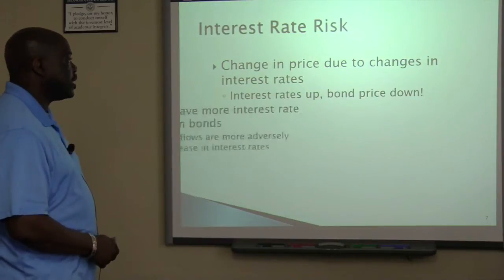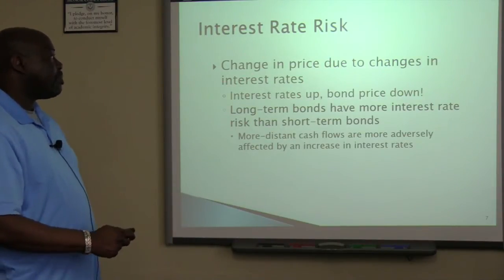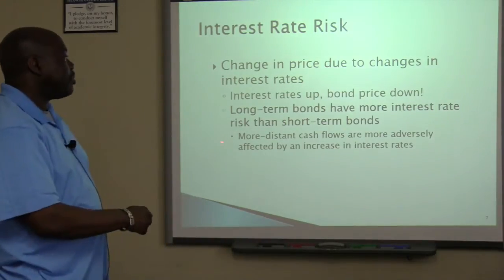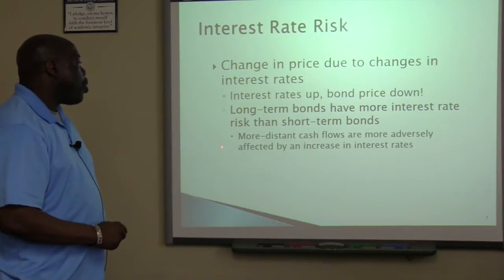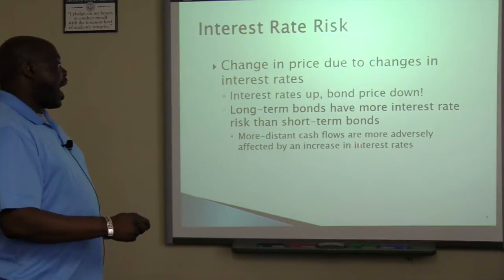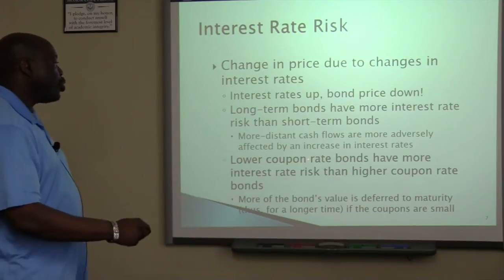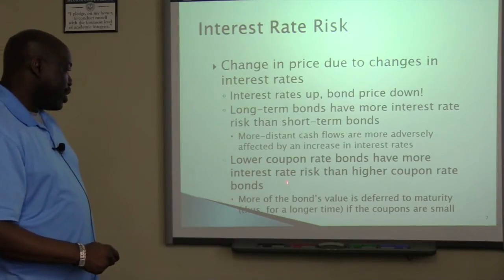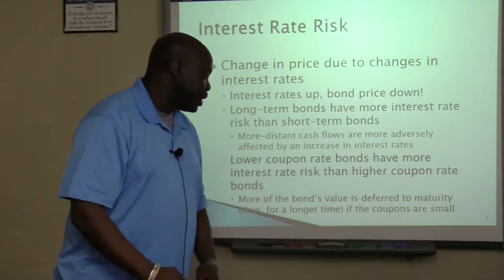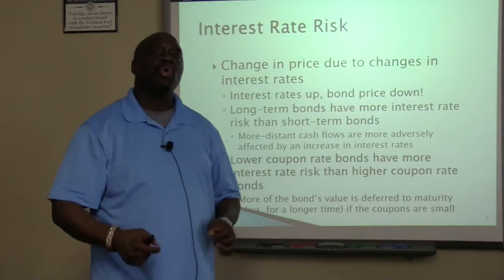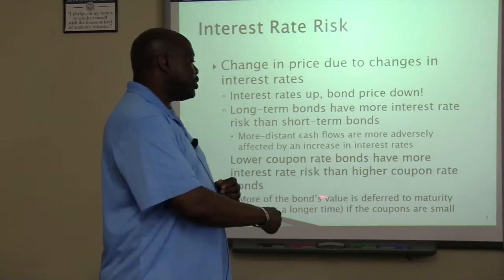Let's talk about interest rate risk. A change in price due to changes in interest rates. Interest rates are up, bond prices go down. Long-term bonds have more interest rate risk than short-term bonds. More distance of the cash flows adds more adverse effects from increases in interest rates. Lower coupon rate bonds have more interest rate risk than higher coupon bonds. More of the bond's value is deferred to maturity, thus for longer times, and its coupons, which are the payments dispersed to the investor, or to you, are going to be smaller.